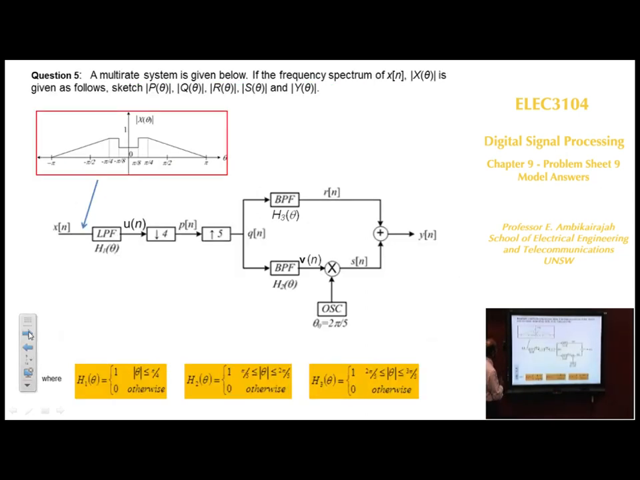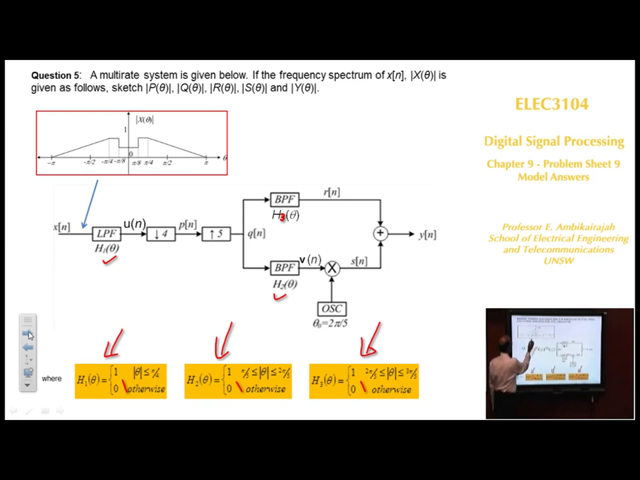I think this is another question where there's an error in the spectrum. If you have H1 theta, then H2 theta, that should be H3 theta. And in the notes it was H2, I think. That's wrong, it should be H3 theta. So you've been given H1, H2, and H3. This is a low pass filter, and this is a band pass filter, and this is the band pass filter.